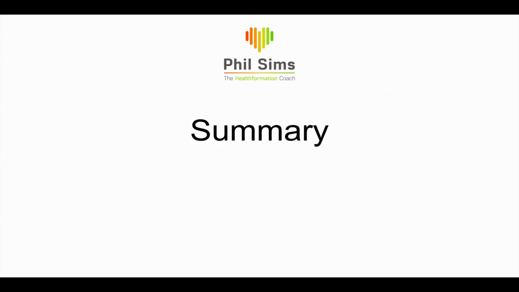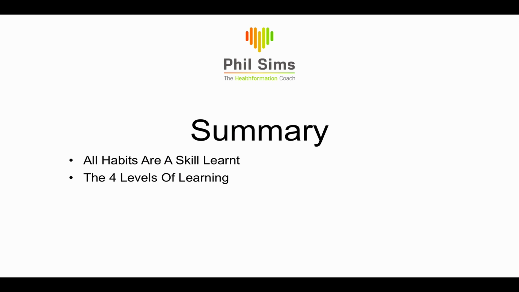So let's summarise what we've talked about. All habits are a skill learned. We have to learn anything that we want in life to move forward. We have to learn skills, we have to learn new habits, those that serve us well. We do that by using the 4 levels of learning. When you understand this, anything that you do going forward makes a lot more sense. And how we do that is using the tool AIR: attention, intention, repetition.